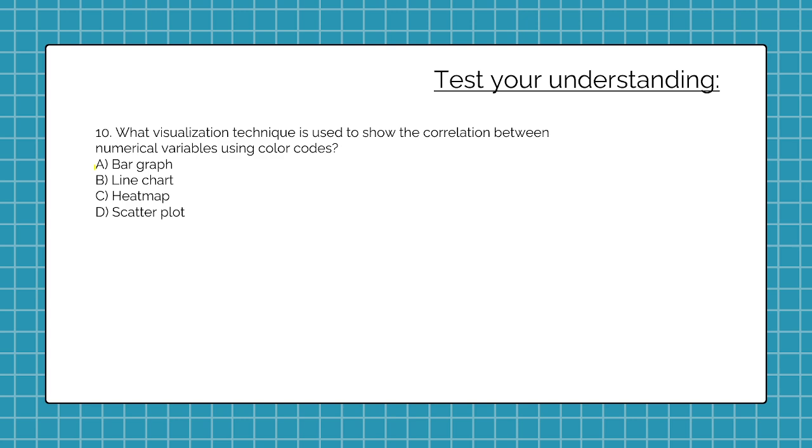right? And then what visualization technique is used to show the correlations between numerical variables using color codes? Right, so the answer is heat map. Okay, so the answer is heat map.